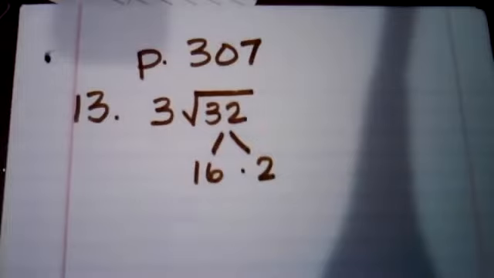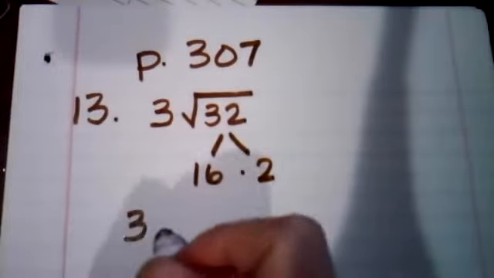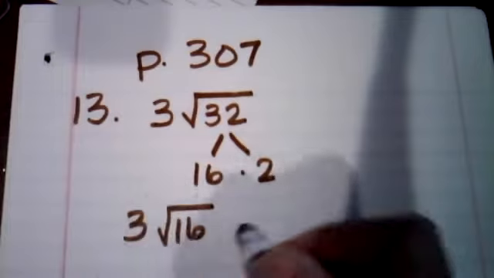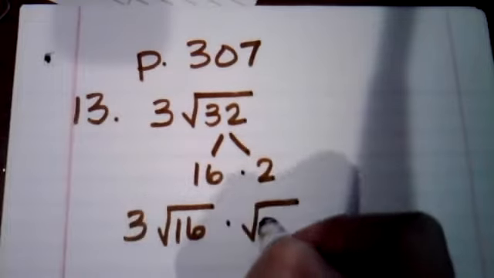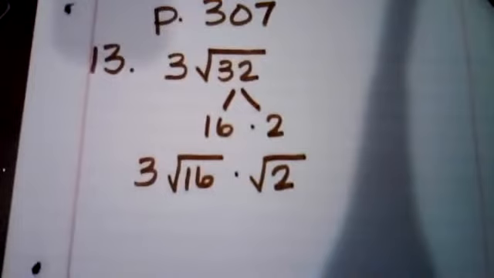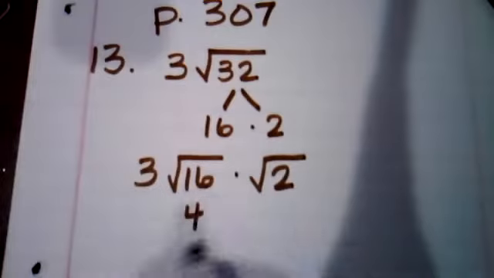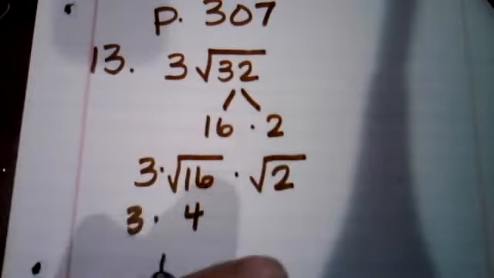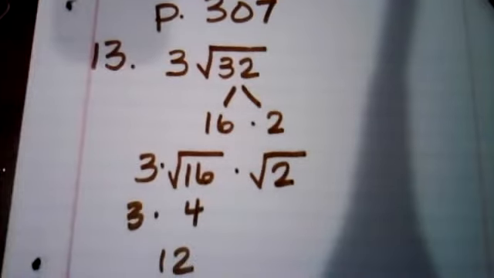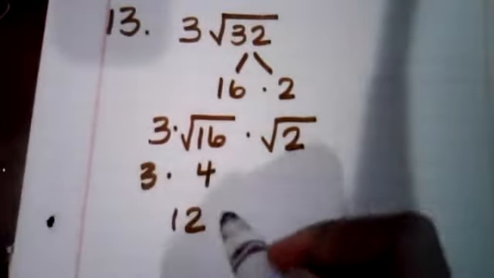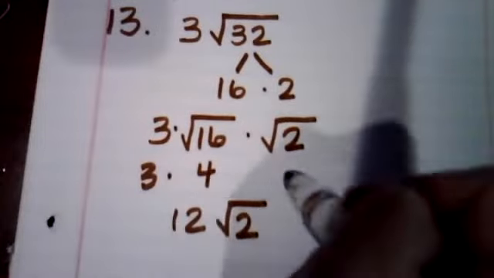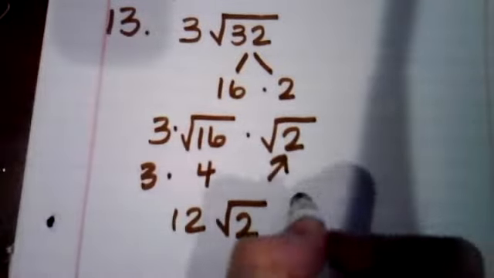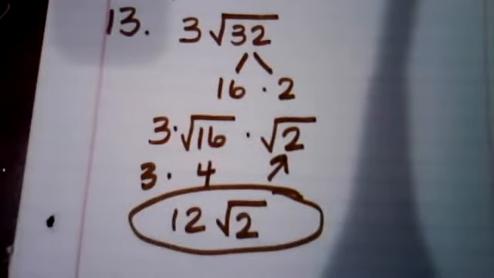Just a reminder, we're going to go back to the basics on this one. This would be like saying the square root of 16 times the square root of 2. Well, what is the square root of 16? It's 4. So you would just multiply 3 times 4 and you would get 12. It would be outside the radical. And what is left? That square root of 2 from up here. So this is your final answer on that one. Okay, let's try another one.